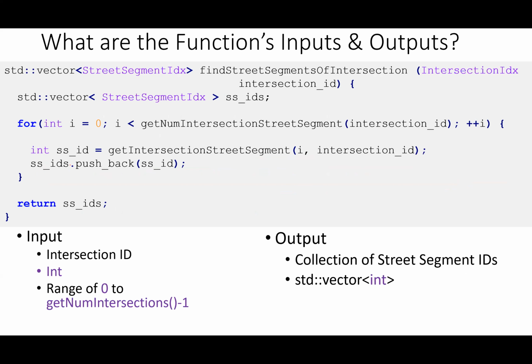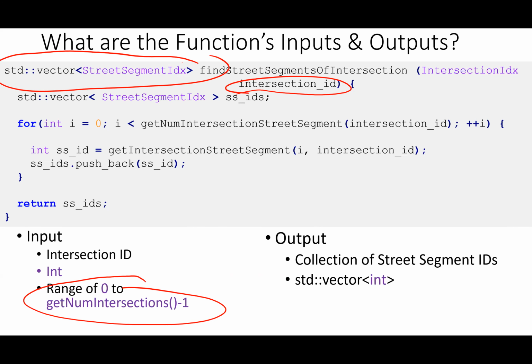So our input to this function is an integer. It's an intersection ID. Our output, and we know something about that intersection ID, it goes from 0 to the number of intersections in the city minus 1. Okay, so it's actually a kind of nice small integer. It's what's called the dense ID space. We actually use all these numbers, they're all consecutive. The output is a vector of street segments. Okay, so that's what we've got to return.